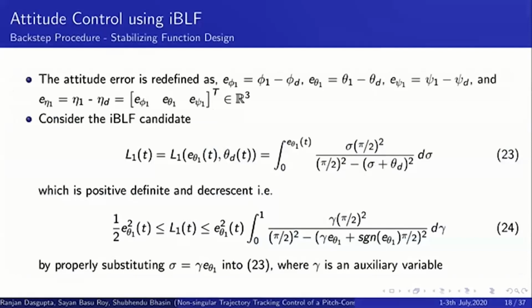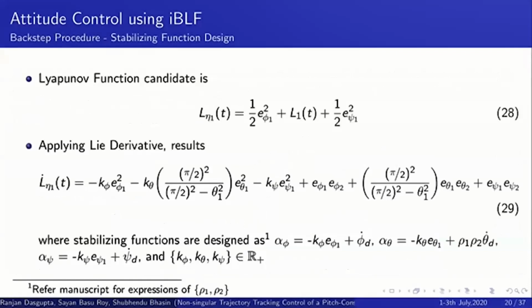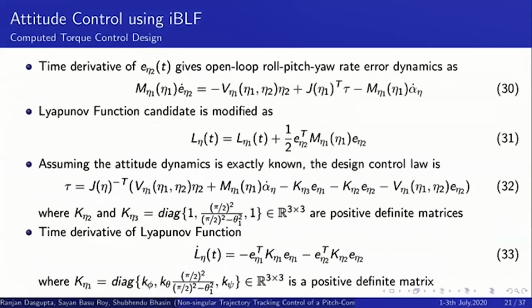The attitude error is redefined and an integral barrier Lyapunov function given by equation 23 is considered. Lyapunov function is given by equation 28. Equation 29 represents its time derivative and virtual control inputs are designed. Time derivative of virtual control error gives open loop error dynamics of roll pitch rate, and a modified Lyapunov function is defined by equation 31. Finally, the attitude control law is designed, which is given by equation 32, assuming the dynamics is exactly known.